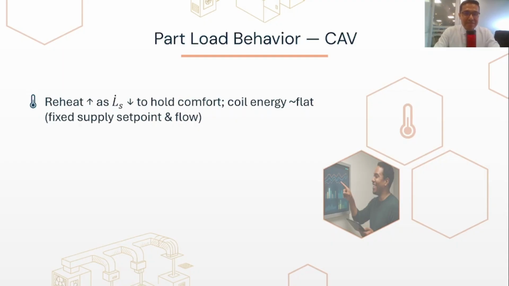So as the sensible load of the zone is falling, the reheat that is given to the air is going to increase to keep the same ambient conditions in the zone. This is a classic CAV part-load penalty.